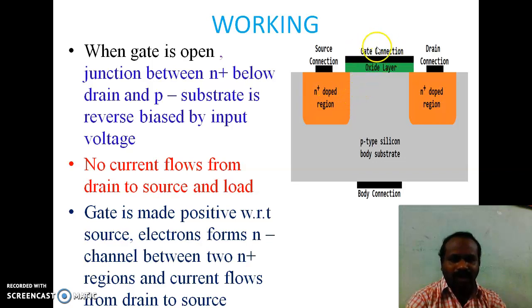Next, when the gate is made positive with respect to source, electrons form an N minus channel in this area, below the gate layer. So now the current can flow from drain to source through this N minus channel. This is known as N channel enhancement MOSFET.